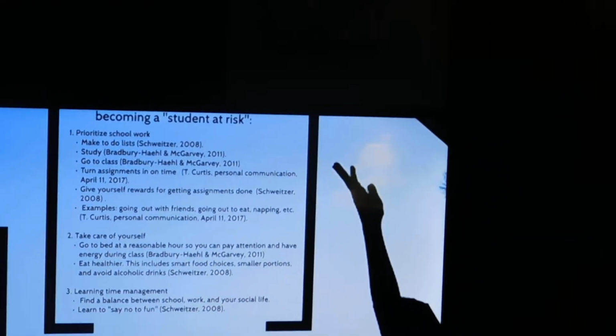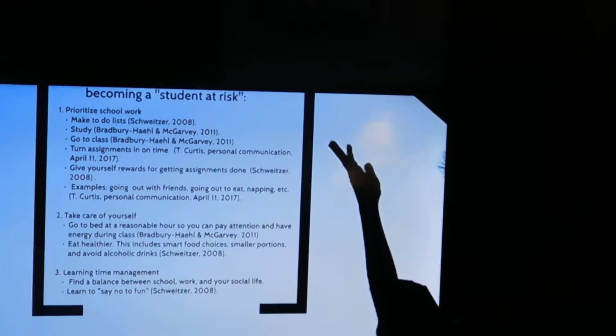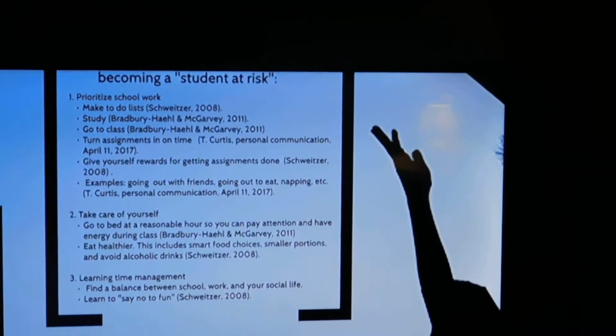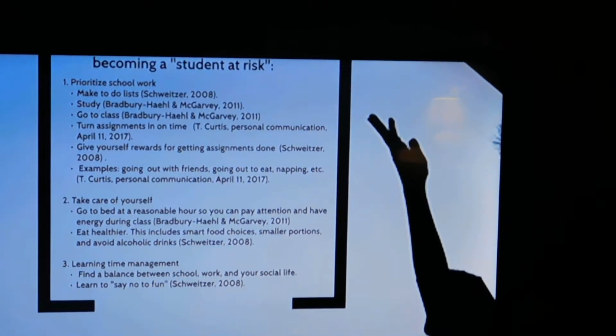Another way you can avoid being a student at risk is taking care of yourself. Going to bed at a reasonable time, eating healthier, such as smart food choices, smaller portions, and avoiding alcoholic beverages. Number 3 for avoiding being a student at risk is learning time management, finding a balance between school, work, and friends, and learning to say no to fun when you need to.